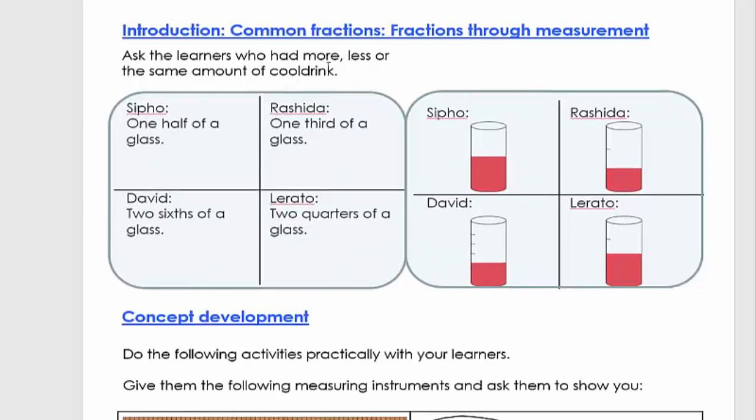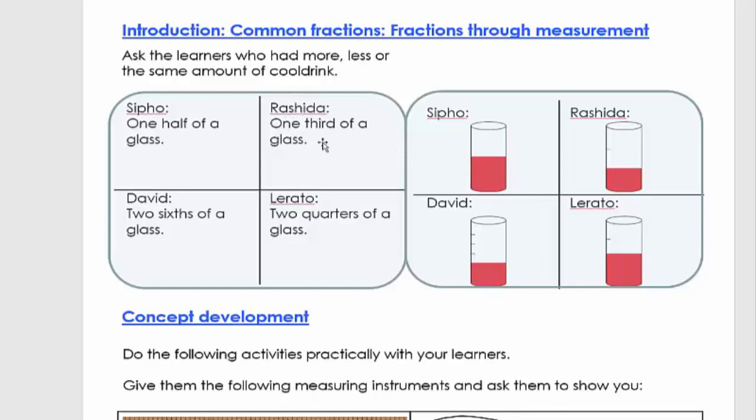So today's lesson is fractions through measurement. We do fractions in the context of real life examples. We're going to quickly see who had more cool drink. The characters we have here are Sipho, Rashida, David, and Lerato. We're going to see that Sipho had 1/2 of a glass. Here you can see half, and it's divided into half.